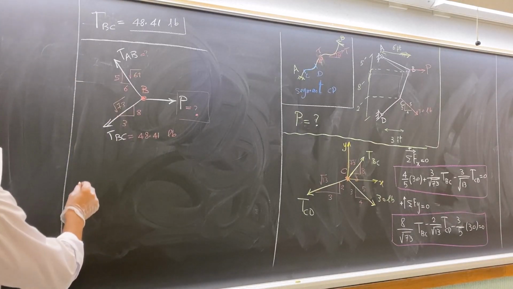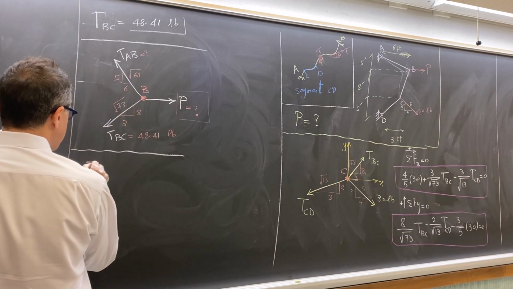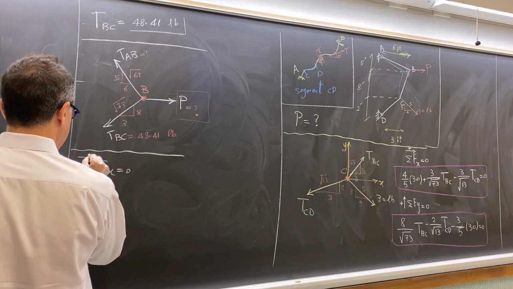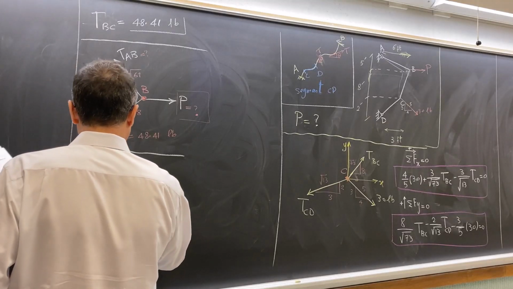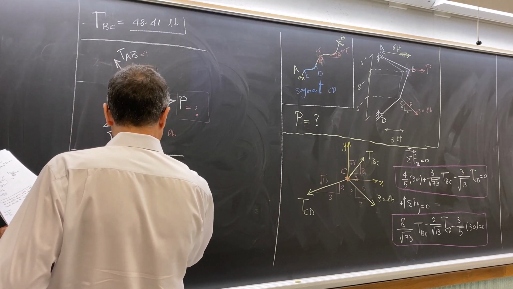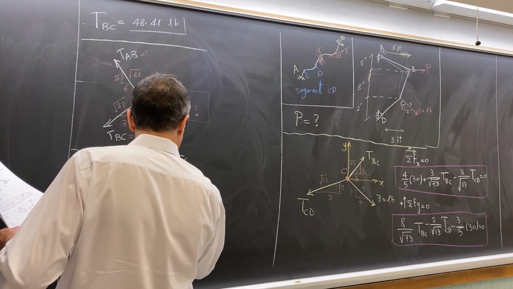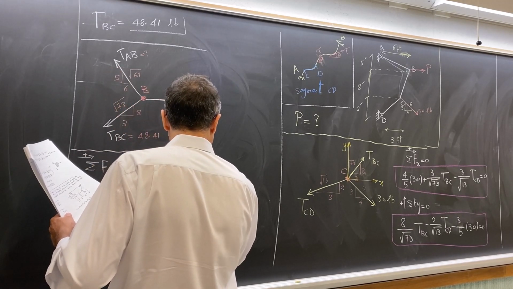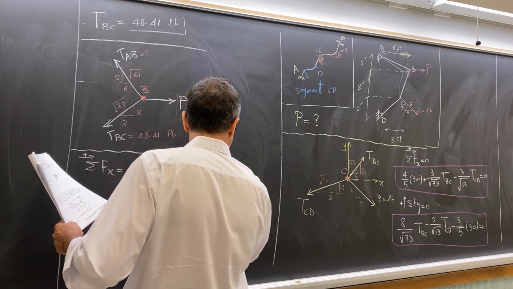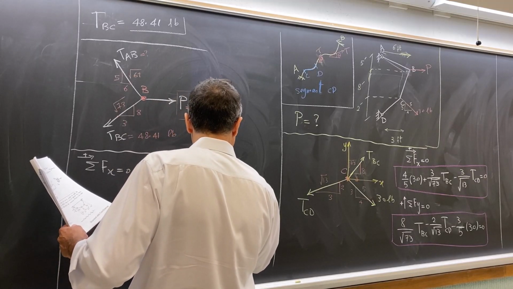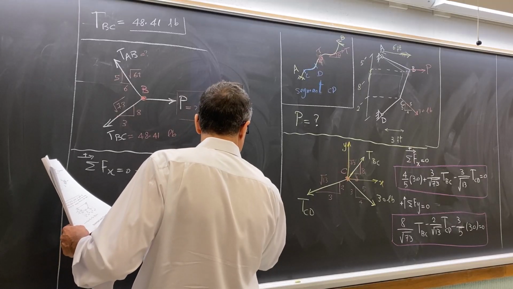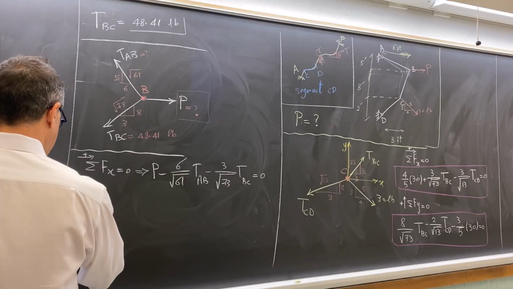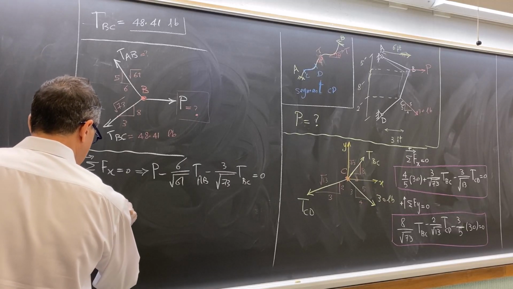So I write the equilibrium equation, sigma Fx is equal to 0. So P minus 6 divided by square root 61 TAB sigma Fy is equal to 0.